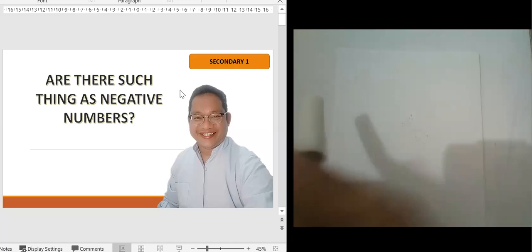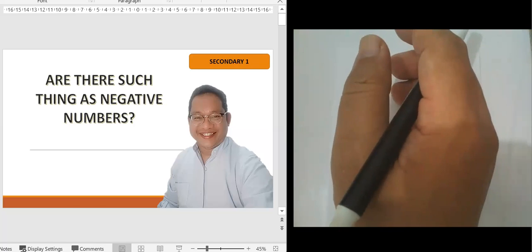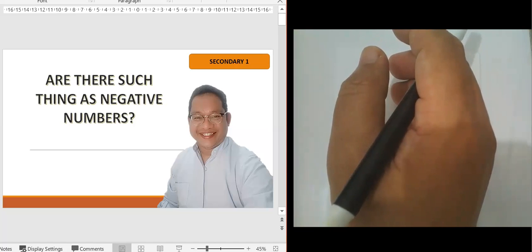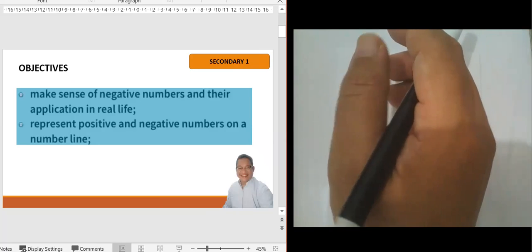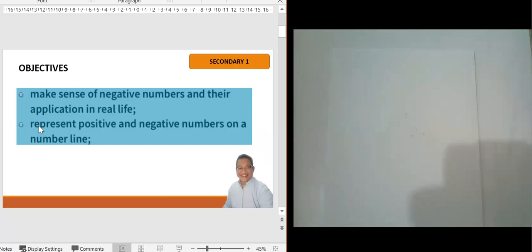In this video, we're going to answer the question: are there such things as negative numbers? Specifically, we're going to look into the following objectives. The first one is make sense of negative numbers and their application in real life. Represent positive and negative numbers on a number line. At the end of this video, there's going to be a task which is based on the stuff that we'll be discussing in this video. So I expect you to listen very well.